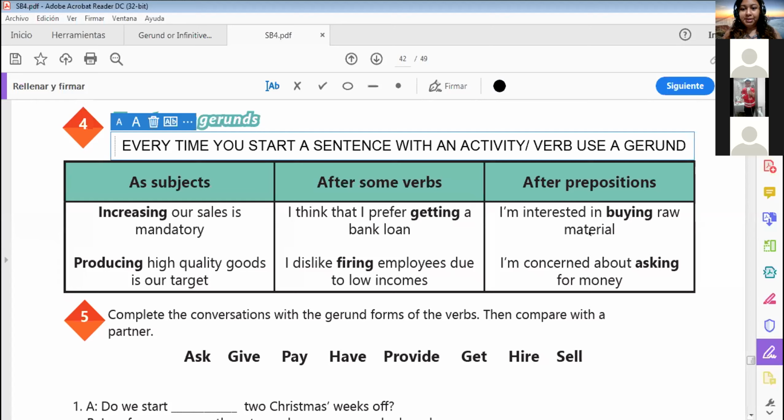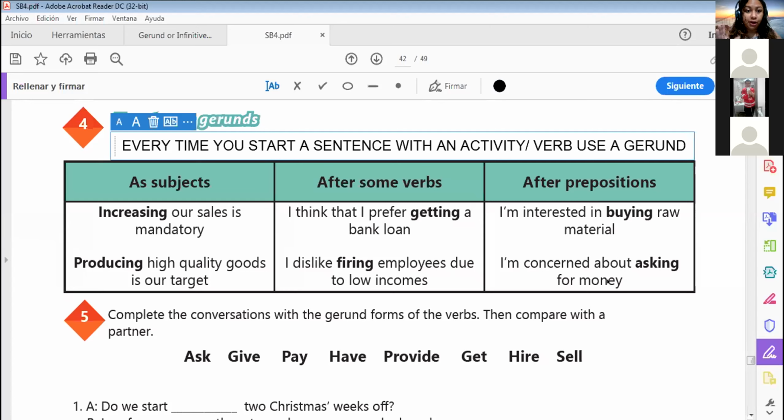So, Olga, help me read the two examples here. I'm interested in buying raw material. Good. I'm concerned about asking for money. What are the prepositions in these two situations? In, about.